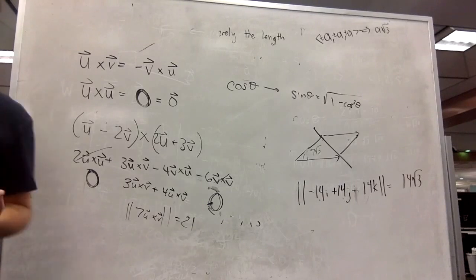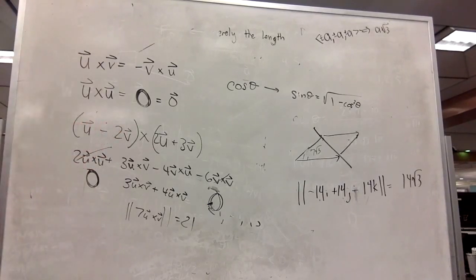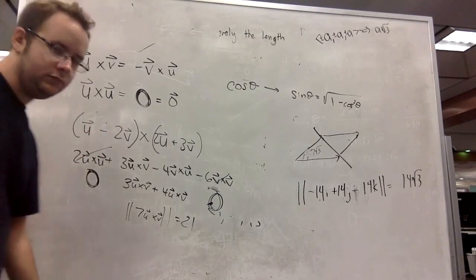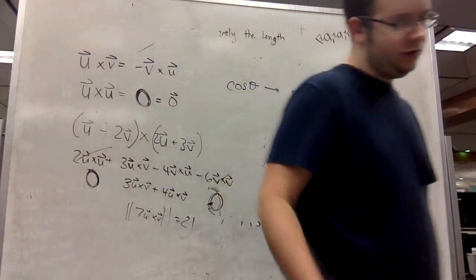I gave you the magnitude of u cross v to be 3, so 7 times that must be 21. All right. Let's look at the next one.